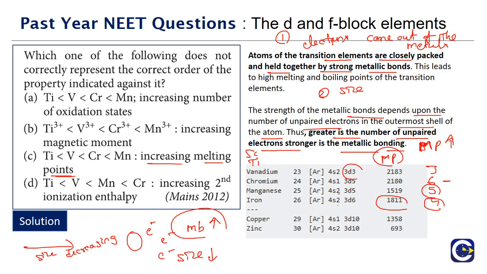So here in option C, what are we saying? We are basically saying that it will keep on increasing: titanium less than vanadium, less than chromium, less than manganese. Means what? This is not the correct order. Manganese, we can see, clearly has a lesser value. So the one that is the wrong order is what?